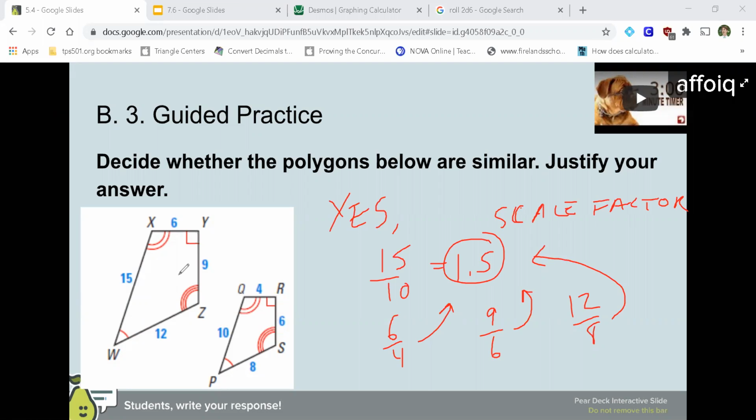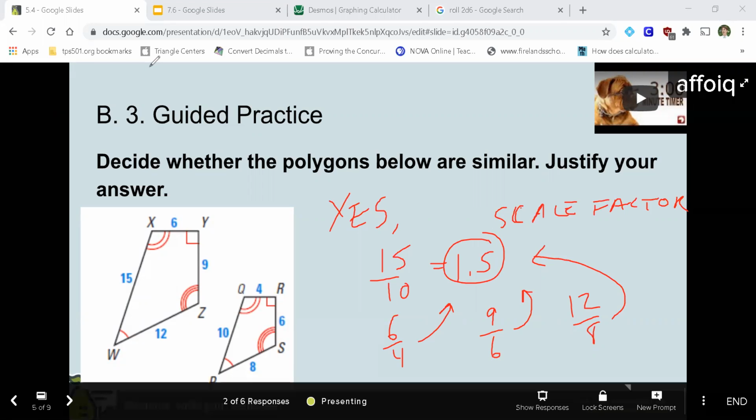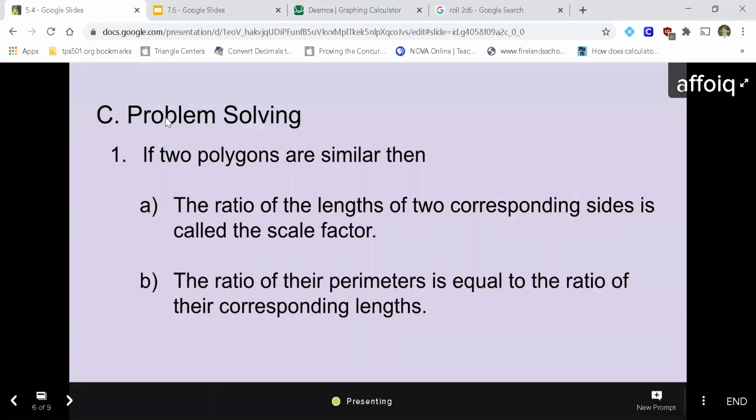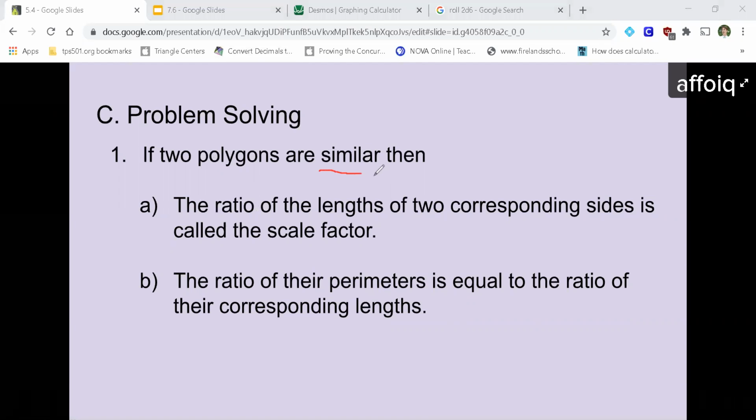Okay? All right, so the last thing we're going to do today is use that to start solving some problems. Again, you can use this scale factor or proportionally. In your notes for subpoint C, you should write down that if two polygons are similar, then that means two things. The ratio of the lengths of their corresponding sides is the scale factor.